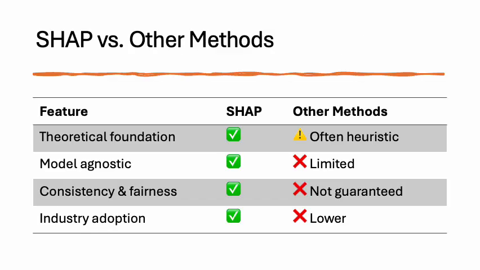So here is a quick comparison between SHAP and other methods. If you are curious about why SHAP specifically, it's not the only explanation method out there, but it's one of the few with a theoretical foundation, model agnostic flexibility, and widespread real world use. That's why so many organizations are standardizing on it as their explainability layer.